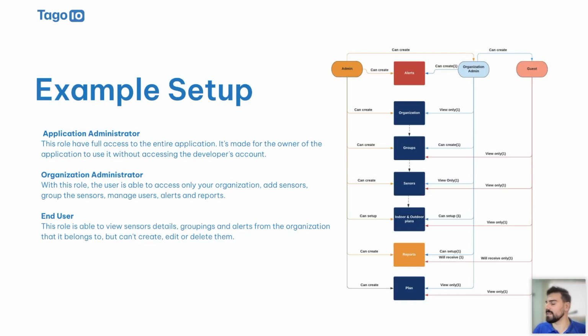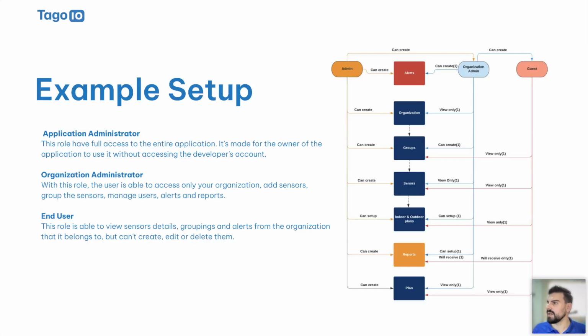But basically, I can see here that my admin is on the top of my roles and permissions chain. So here he can create everything that we have on the application. So he can create organizations, groups, sensors, reports, plans for the customers. These are all modules that are available on the Kickstarter today and are ready to go.